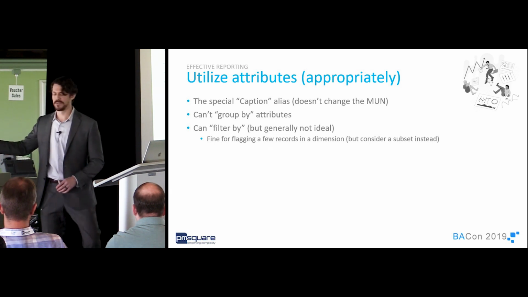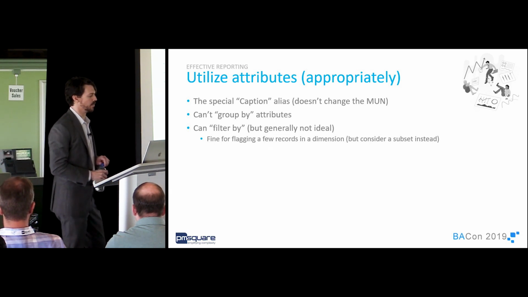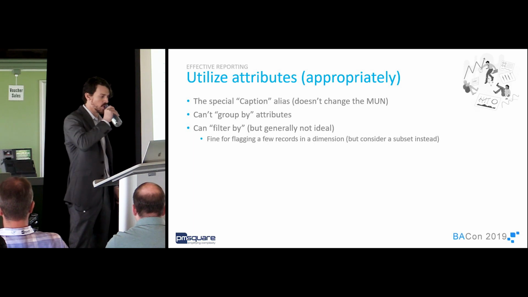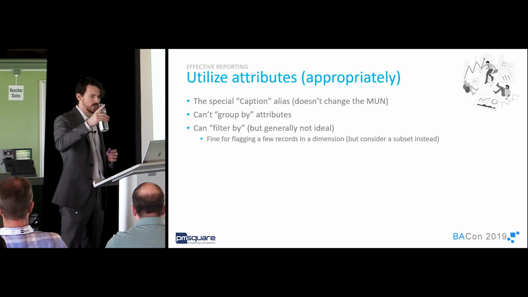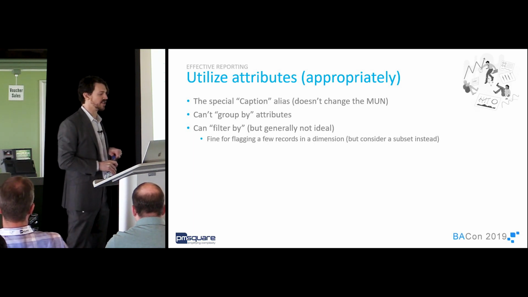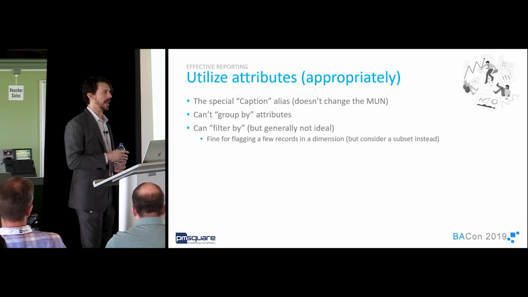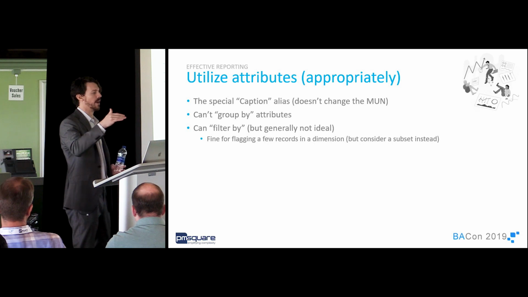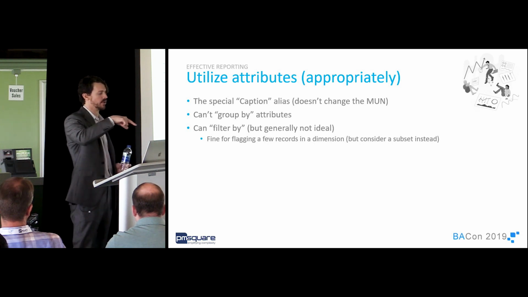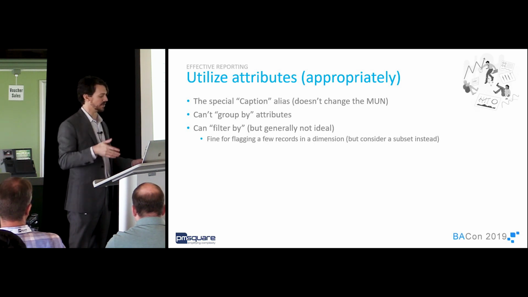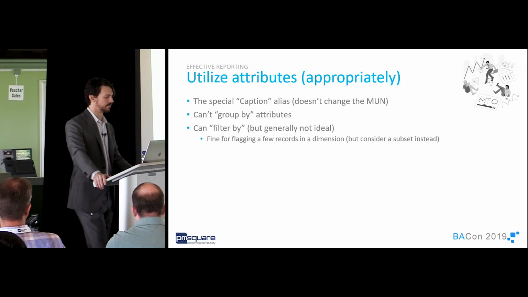Okay, so also for effective reporting, we want to utilize attributes in an appropriate manner. We had a question about the caption attribute. This is basically a special sort of attribute that dictates what actually gets shown by default in Cognos. It's what's shown in the member tree, and it's what a user sees by default if you don't specify a different attribute to be displayed.